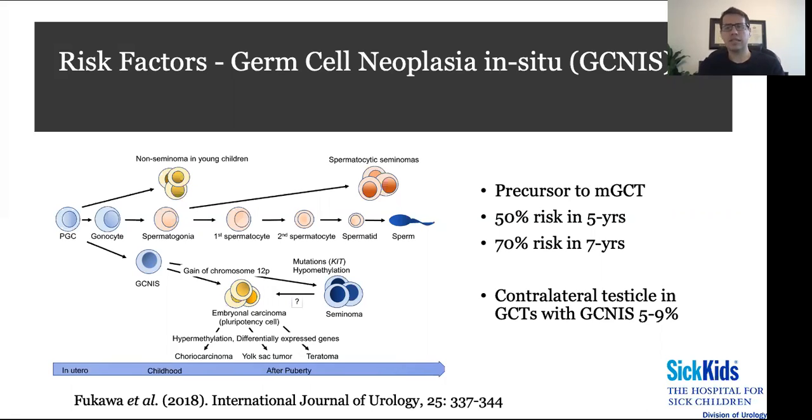The other thing that's been established is that 5 to 9% of germ cell tumors will have GCNIS in the contralateral testicle, which is important for counseling patients about being vigilant in examining the contralateral testicle and may be part of the risk of developing contralateral tumors.